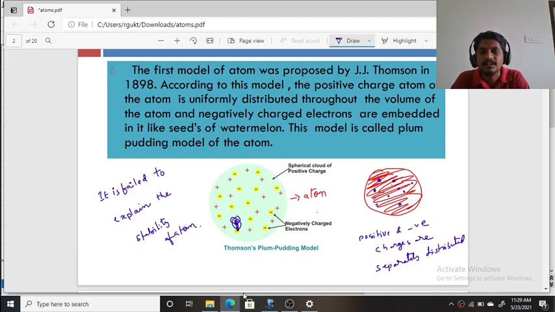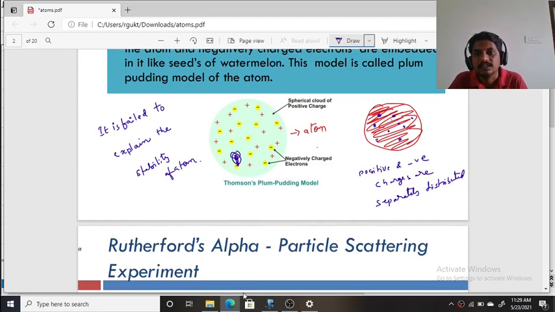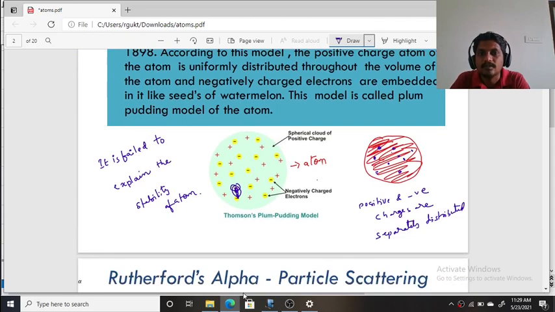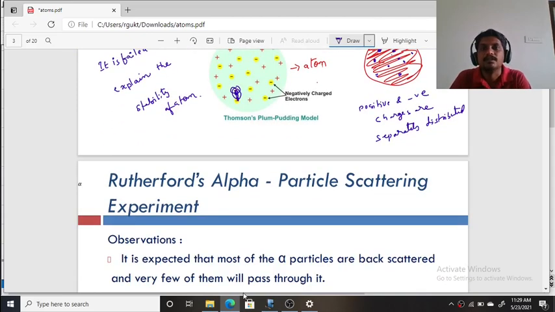The next theory regarding the atom was given by Rutherford. Rutherford was a student of J.J. Thomson, and he carried out a number of experiments to study the structure of an atom. Based on the suggestions of Rutherford, his students Geiger and Marsden did an experiment. From the experimental observation, he concluded and gave some points regarding the structure of an atom.